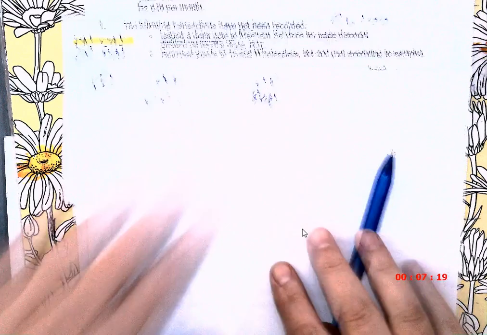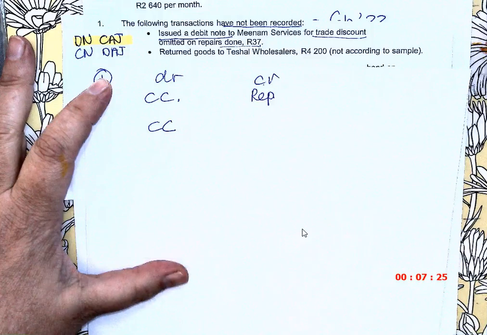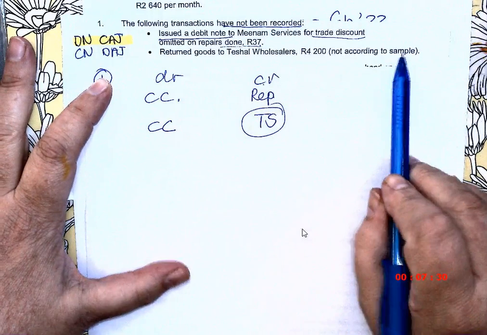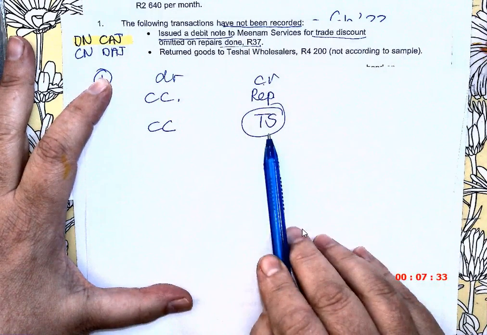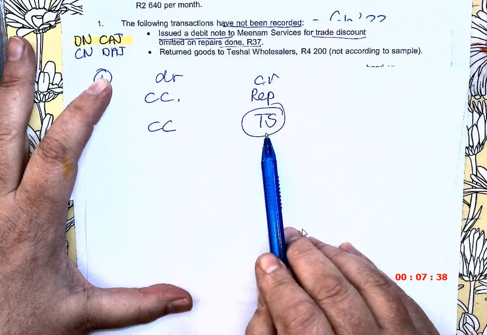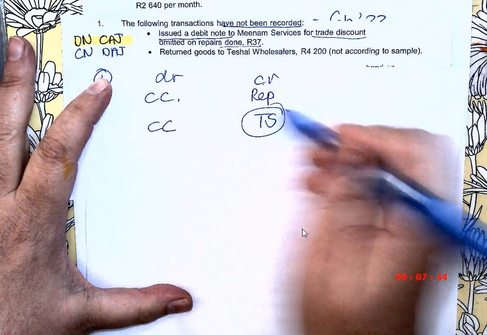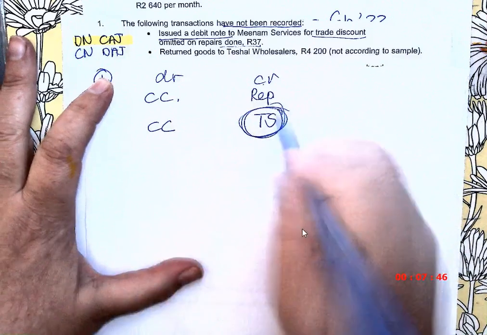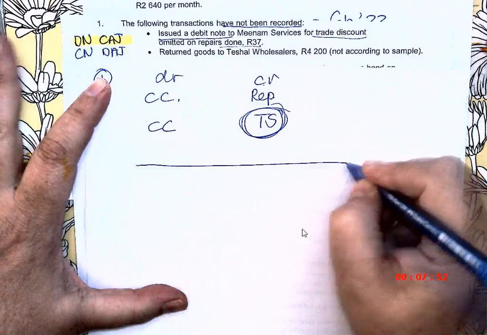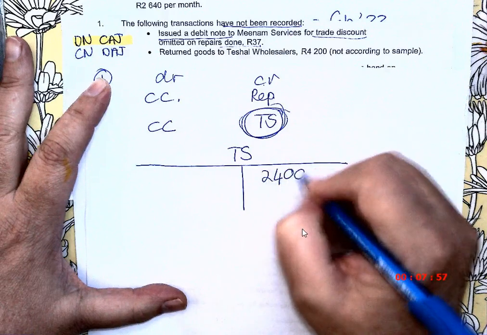So if I return it, what's happening now? Creditors will minus, but my trading stock will also minus. Can you see at this stage, there's not going to be any entry in my income statement, because creditors is a liability and trading stock is an asset. It's not an income or an expense. But what will this influence? Trading stock surplus or trading stock deficit. So I'm immediately going to draw for myself a T account, and I'm going to put that 2,400 on the minus side.